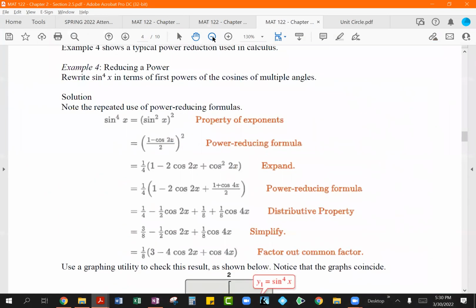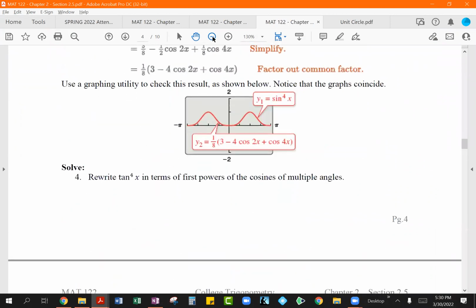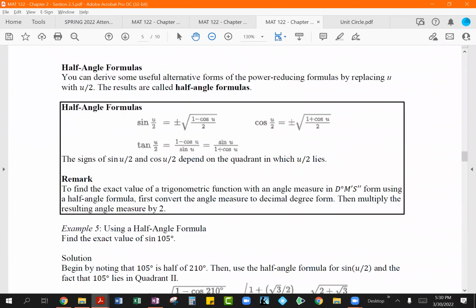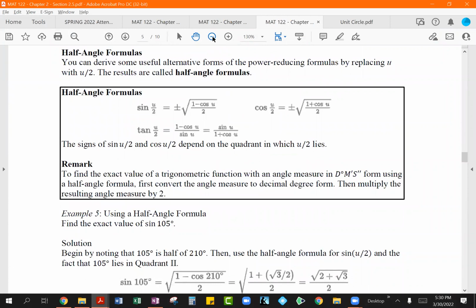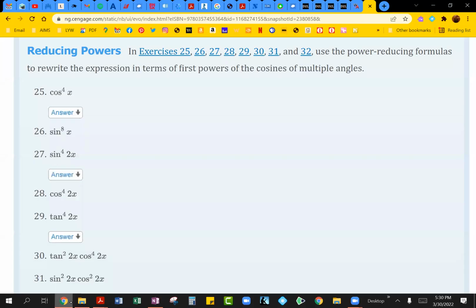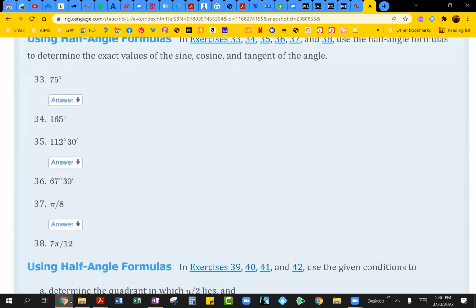Alrighty, so this was using our power reducing formula. And again, you've got this example here with the sine to the 4th power. So you can kind of see, when you're using a different rule, how that might look. So you can again look at this example here to help you out. Now, half angle formulas, of course, you can see in this case, instead of 2 times u or 4 times u, you have u divided by 2. So for this guy, let's see.